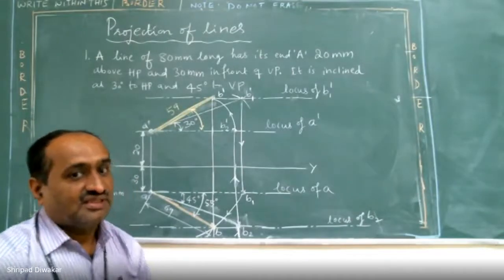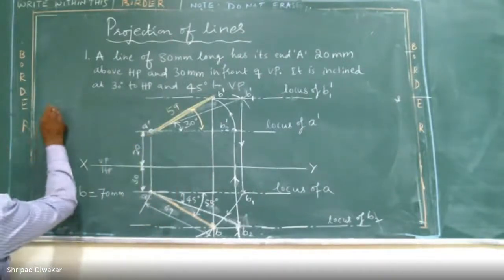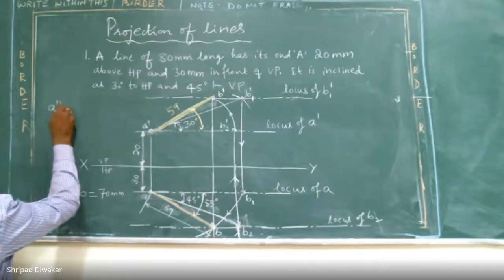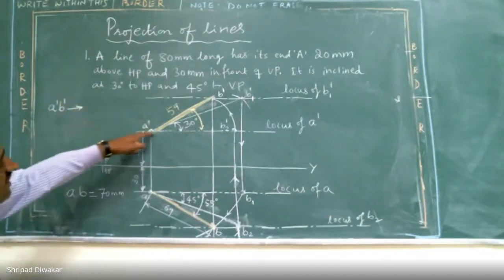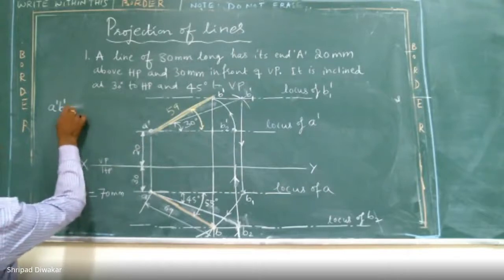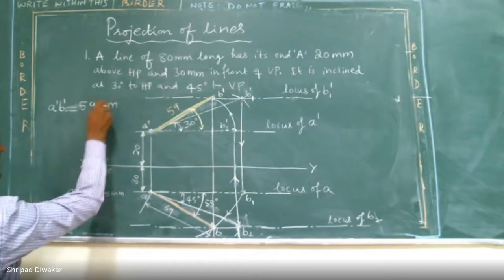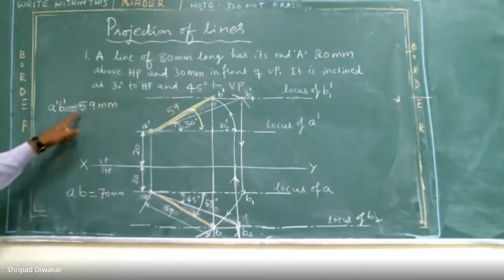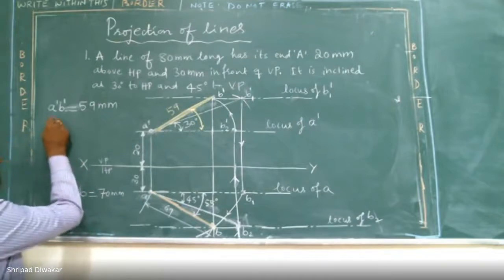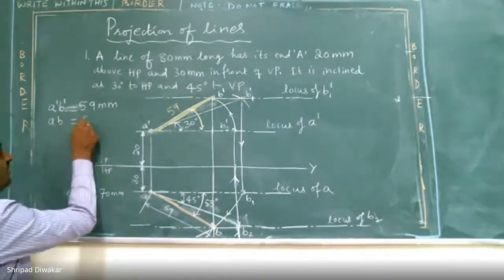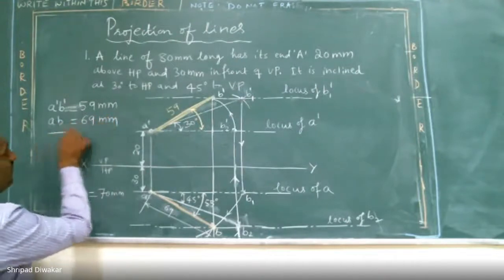Okay, you see. So what is my A dash B dash? The problem will ask, what is your apparent dimension in the front view? Front view is 59 mm. You have to write A dash and B dash as 59 mm. Okay, this is your apparent dimension in front view. AB is 69 mm. Okay, it is your apparent dimension in top view.